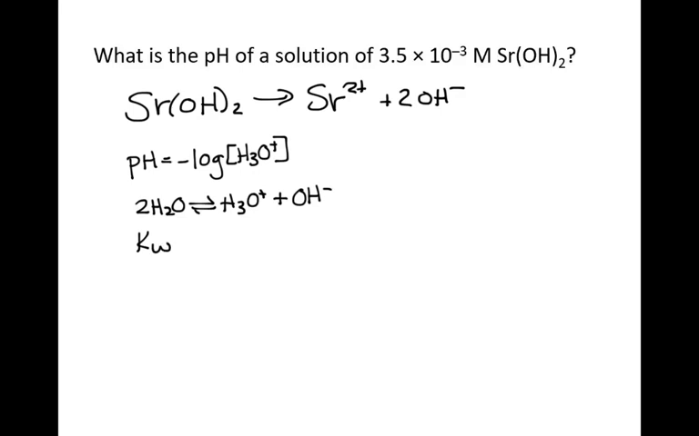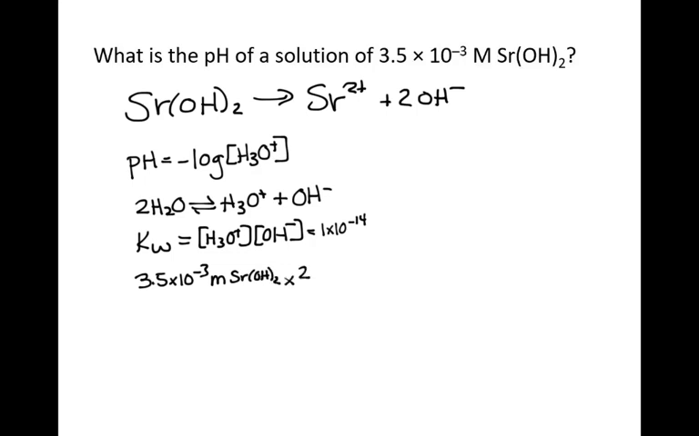So we can use the fact that in water, the product of the H3O plus and OH minus in solution will equal Kw, which at 25 degrees, and we'll assume, unless we're told otherwise, that we're at 25 degrees, is 1 times 10 to the minus 14. Okay, so if we can find the OH minus concentration, we can get to the H3O plus concentration and thus calculate pH. So here we have 3.5 times 10 to the minus third molar strontium hydroxide.